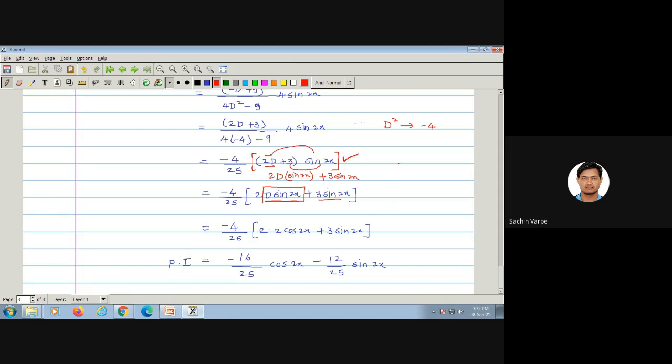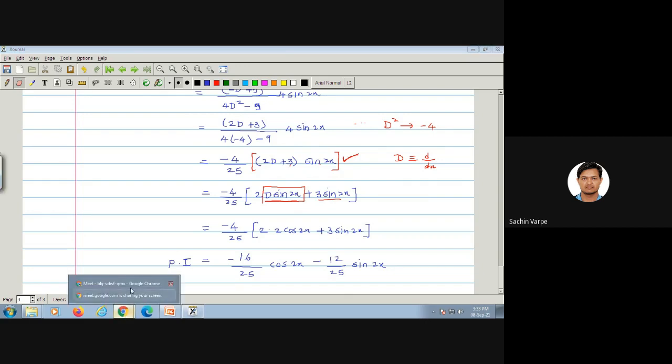and then D means derivative, because if you remember we started with this D only. This D is nothing but the derivative with respect to the independent variable. Clear? So that is why we are differentiating only the sine 2x term. Is this point clear? Yes, sir. Okay. Anyone else?